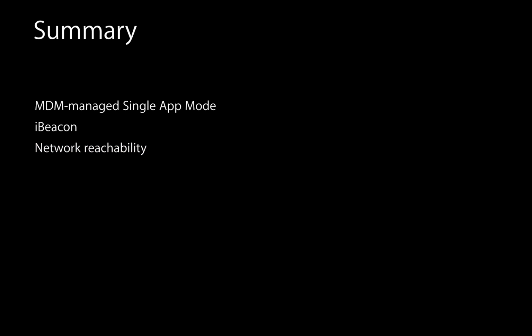So in summary, our second app example shows us that you can put an app into single app mode using MDM. Again, example to follow. You can use iBeacon to provide context for your app and change your app's behavior depending on whether it's near something. You can use this with Core Location to allow your admins to really configure your apps to a very fine grain. And finally, network reachability allows you to behave intelligently when a server is not available.